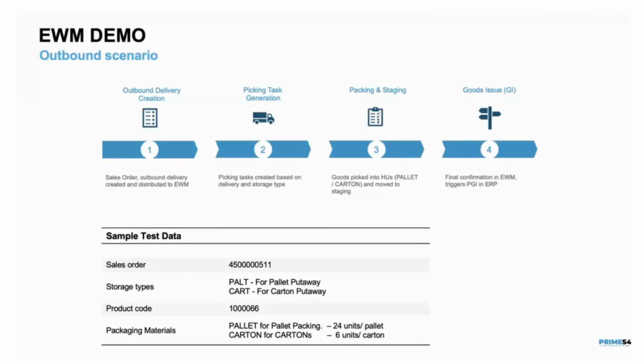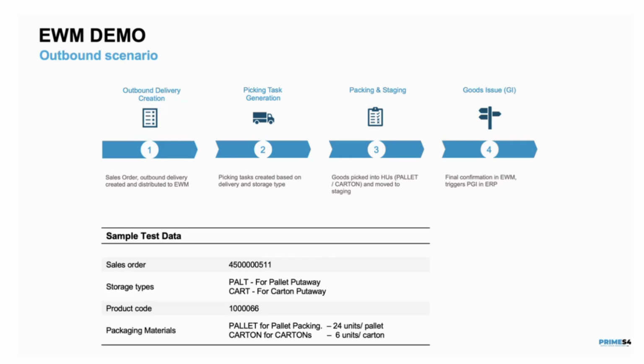As you can see on the screen, the outbound scenario consists of four major steps. First, creation of the outbound delivery, which has a prerequisite of having created a sales order. Second, creation of the pick task based on the delivery and storage type. Third, picking and staging. And fourth, the goods issue, which is followed by the loading process.